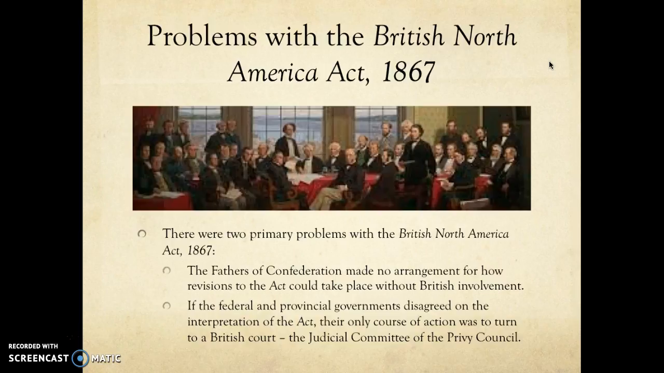If any changes to the Constitution were to be made or any disputes resolved, they had to be approved by the British government and the Judicial Committee of the Privy Council. In fact, the Judicial Committee of the Privy Council was the final court of appeal for all Canadians until 1949, despite the fact that Canada had its own Supreme Court as of 1875.